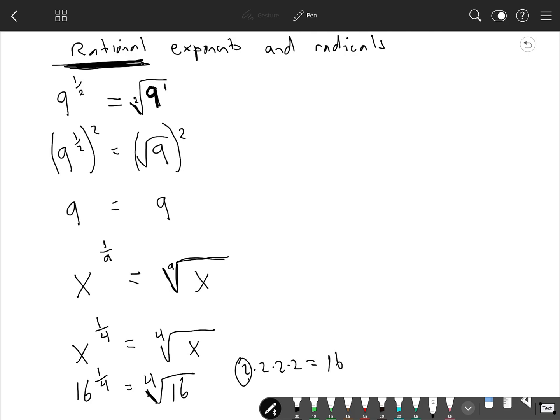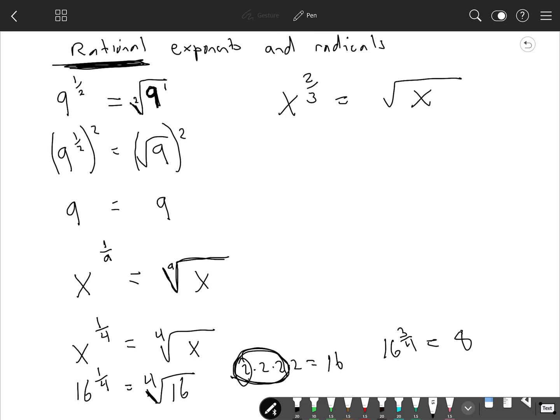Here's an interesting question for you. What's 16 to the 3/4 going to be? So we want to take this much of it this time. So what's 16 to the 3/4? If you said 8, you're on the right track. Okay, so let's practice. Let's practice some converting. Let's go x to the 2/3.